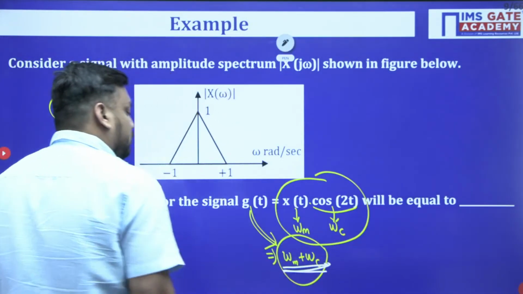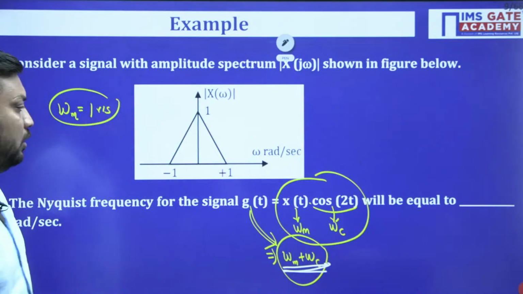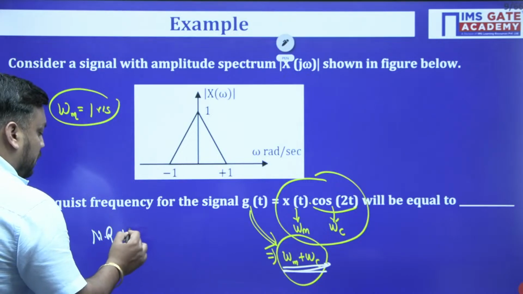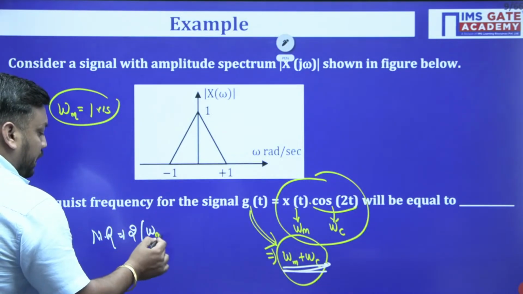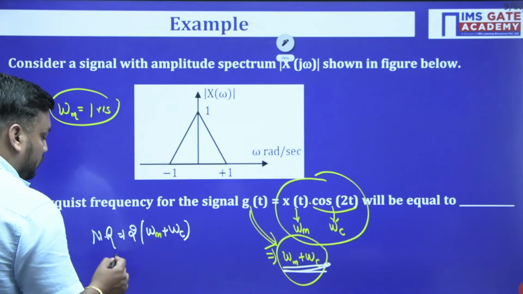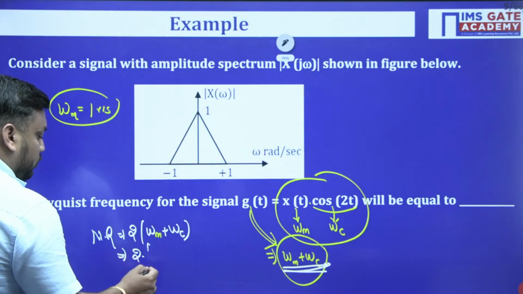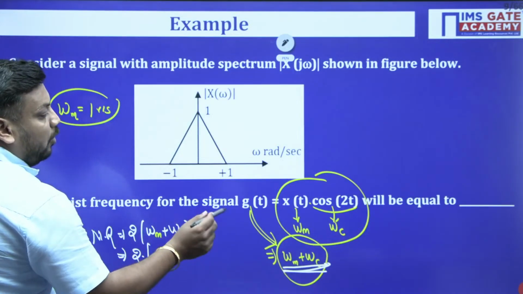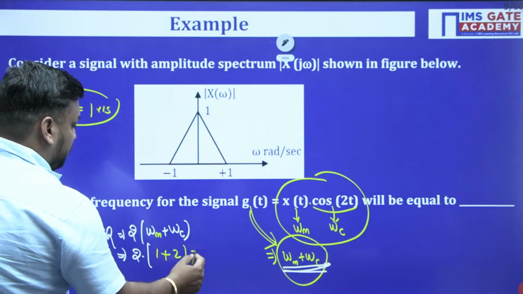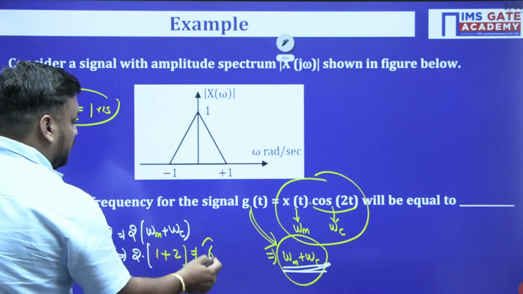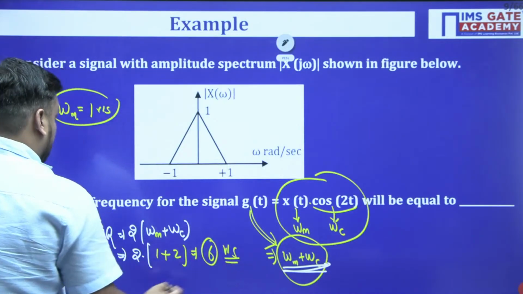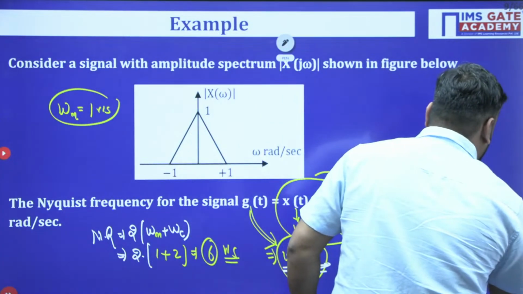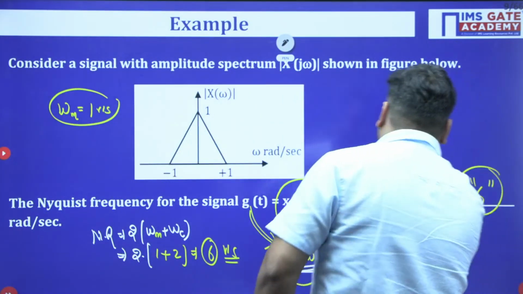Say yes or no, children. Yes, omega m plus omega c. So asking for this Nyquist rate, the Nyquist rate is nothing but twice omega m plus omega c. Omega m value is 1 and omega c value is 2. So the answer is 2 plus 1, 3, into 2, 6 radian per second. It is asked in radian per second only, so this time you have to type only 6 here.